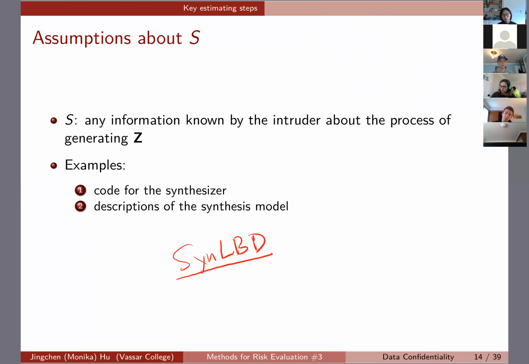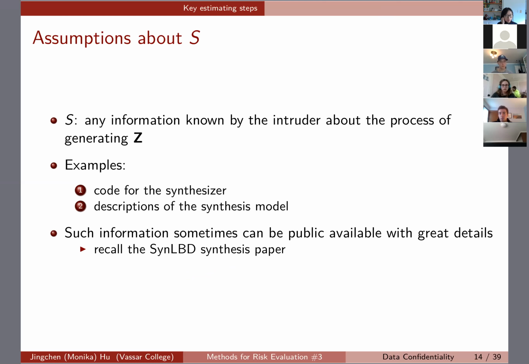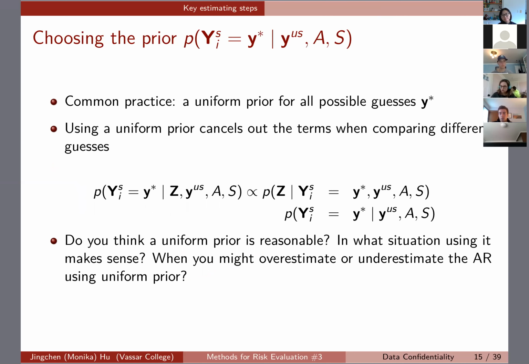And those will be examples. It could be code, it could be descriptions of the synthesis model. But imagine, as an intruder, they probably want to utilize all of the possible information that they can get when they're doing this kind of attack, right? So this will be what we assume that they know. All right, so that's about the S, okay?